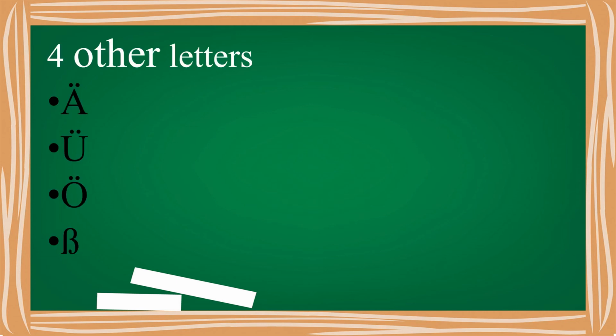Now the 4 extra letters which are added in the German language are shown here in front of you: A umlaut, U umlaut, O umlaut, and ß. Let's know what this is and how these letters are pronounced.